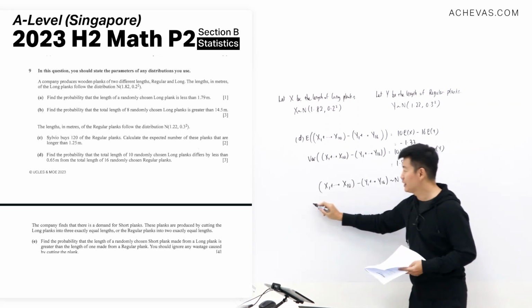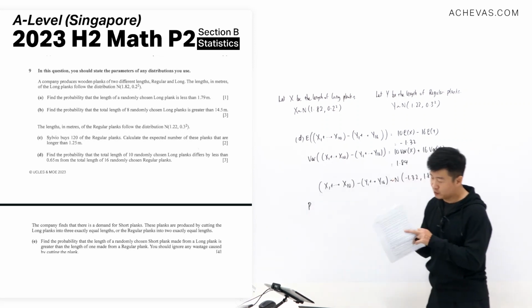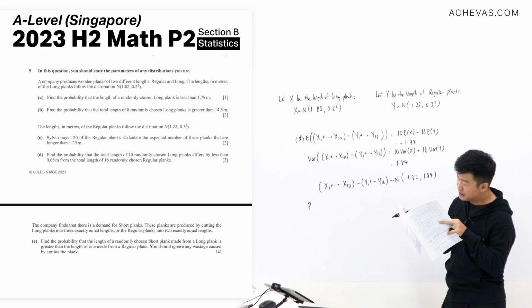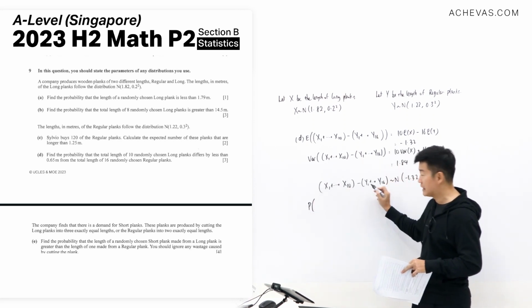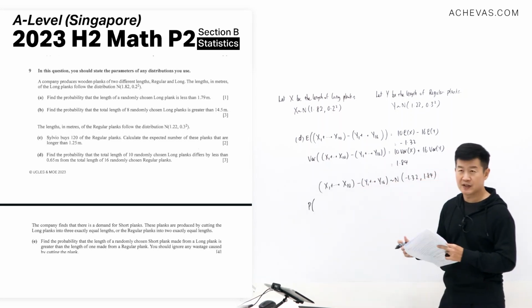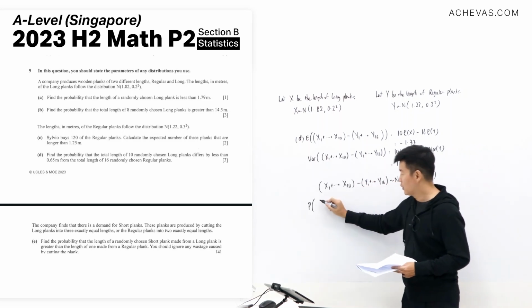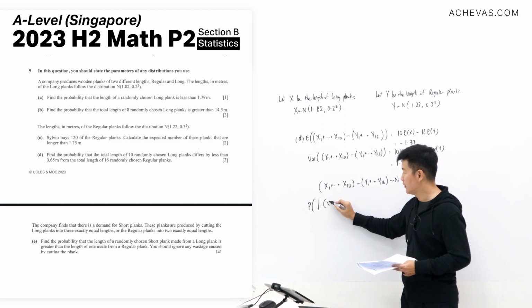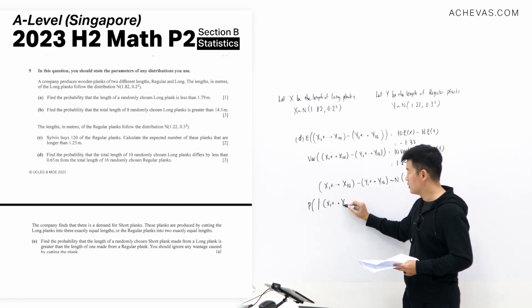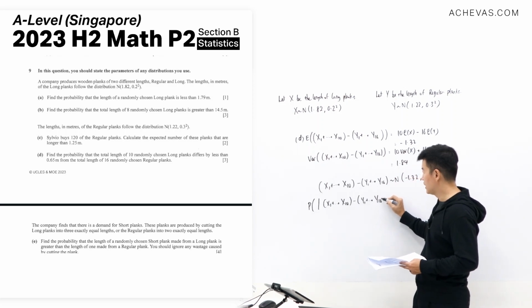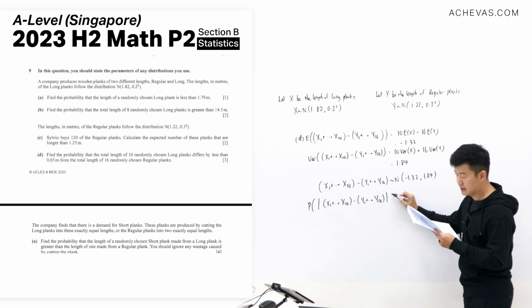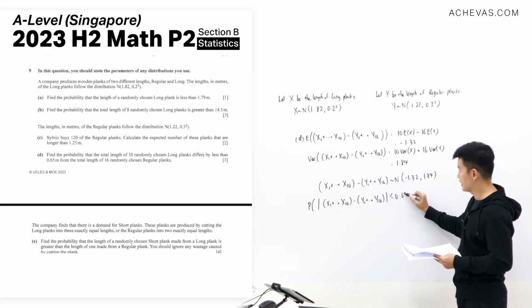And we want to find the probability that, according to what the question says, they are going to differ from each other by less than 0.65. So we don't know which one is supposed to be bigger. So we want to add in a modulus of x1 plus x2 all the way until x10 minus y1 plus y2 all the way until y16. This must be less than 0.65.